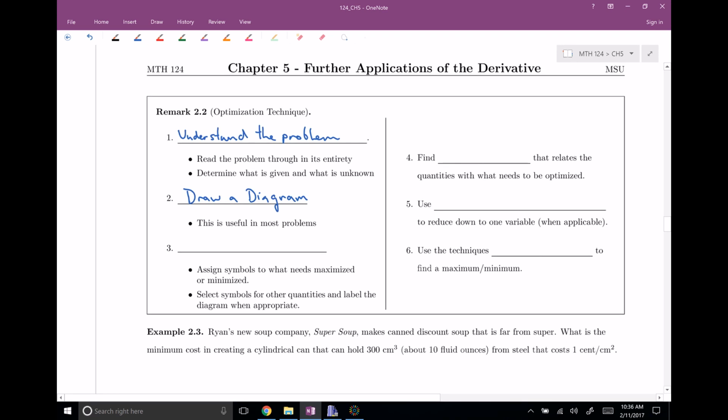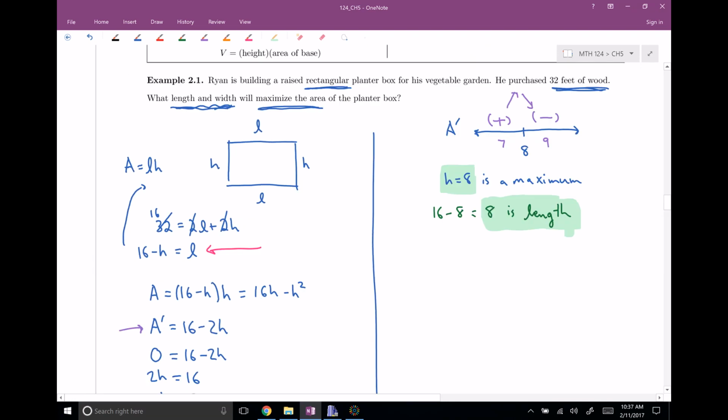Okay, step 3, introduce notation. So we're going to assign symbols. That was like our L's and our H's and stuff like that, and also A for area. Anything that needs to be maximized or minimized, assign some symbols to that. And we want to select symbols for other quantities and label the diagram when appropriate. So in this case, for instance, we decided L was length, H was height. We labeled our diagram. We said A was the area.